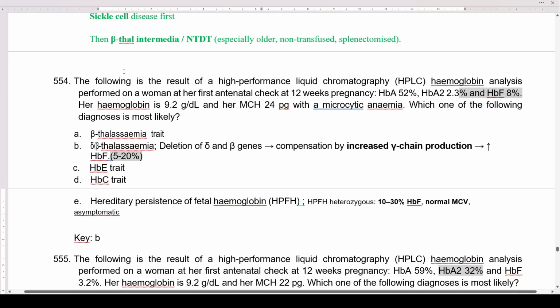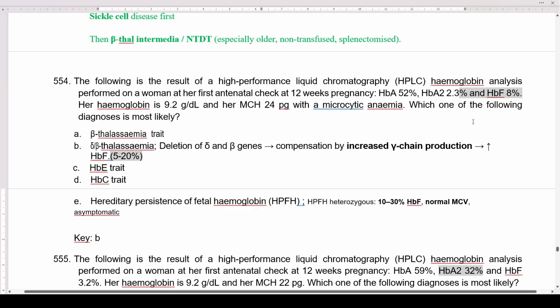Next is, the following is the result of high performance chromatography hemoglobin analysis performed on a woman at her first antenatal checkup at 12 weeks pregnancy. HbA2 is 5.2, HbA is 2.3, and HbF is 8%. Her hemoglobin is 9.2, MCH is 24, so it is a case of microcytic hypochromic anemia. Which one of the following diagnoses is most likely? So just look here, HbA is reduced, so of course it is a case of thalassemia. HbA2 is normal. If HbA2 is normal, then it is not a beta thalassemia trait, and HbF is 8.